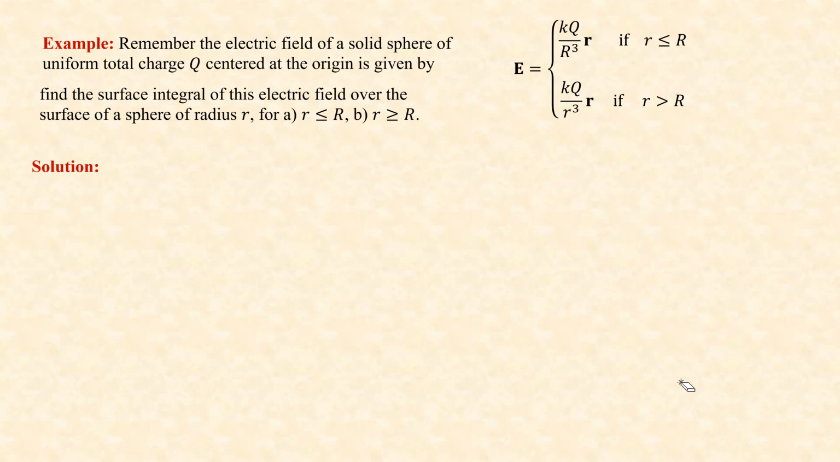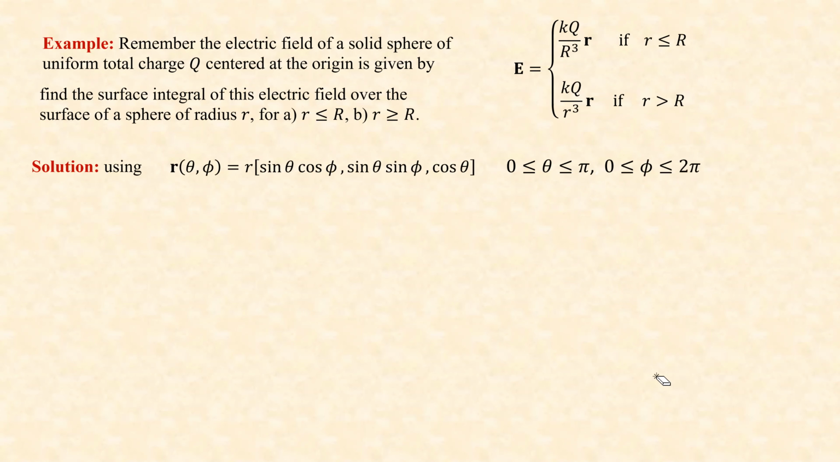So, solution: let's do the integral. We are building the integral like that. First, the parameterization. The sphere can be parameterized like before, with r, theta and phi. We have r times sine theta cosine phi, sine theta sine phi, and cosine theta, with theta from 0 to pi and phi from 0 to 2 pi.